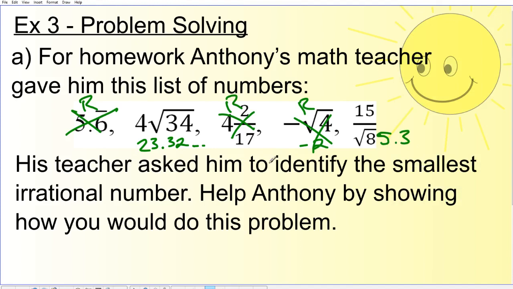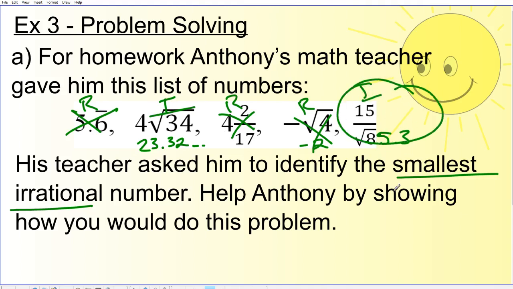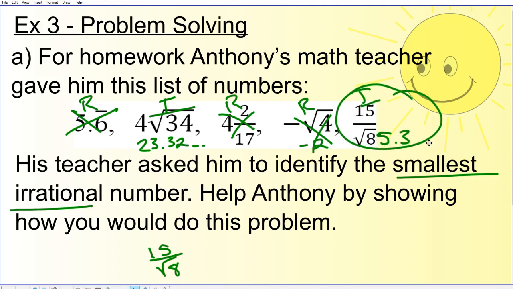So, the teacher asked him to identify the smallest irrational. These 2 are irrational. This one is the smallest of them. So 15 over square root of 8. And help Anthony by showing how you do this problem. Well, there's all my beautiful work. I showed which ones are rational. I showed the decimal expansions of the irrational numbers. And therefore, we can identify that that is the smallest irrational number.